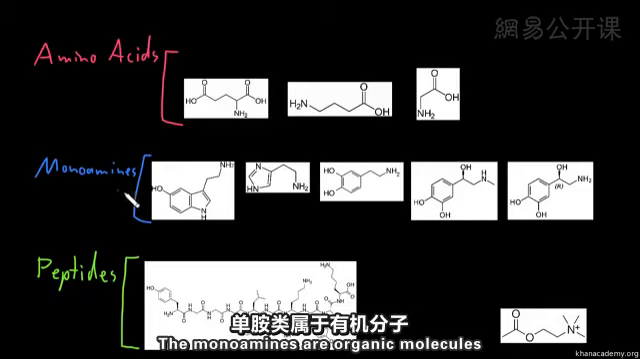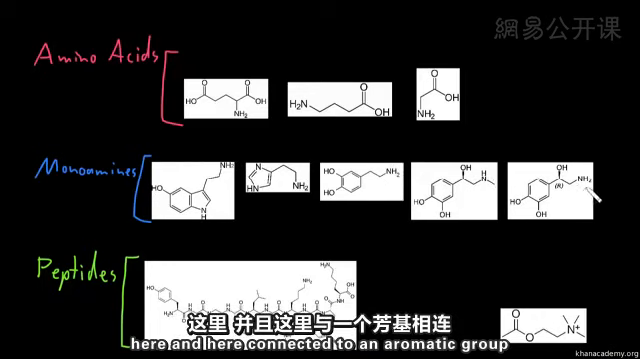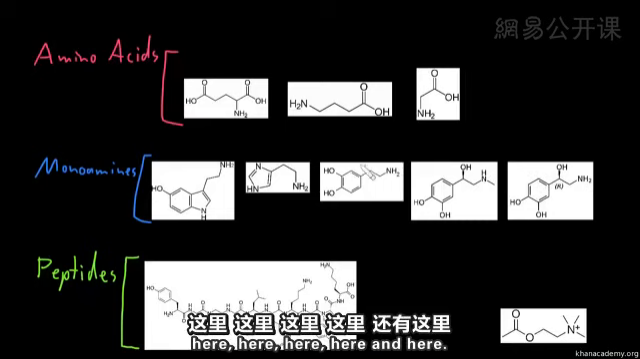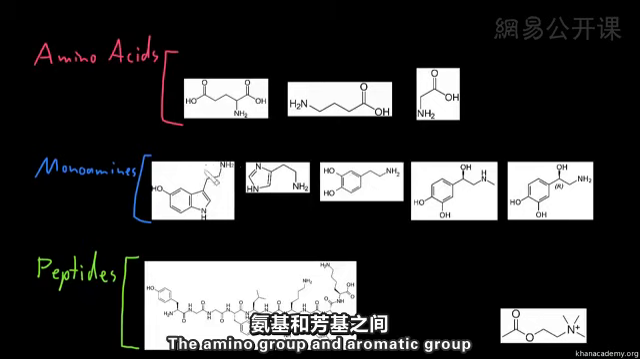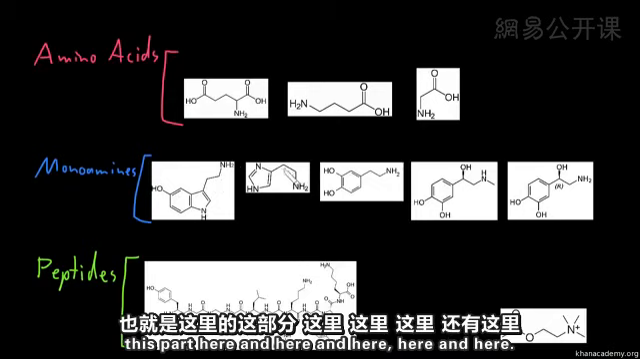And the monoamines are organic molecules with an amino group here and here and here, here and here, connected to an aromatic group here, here, here, here, and here. And the amino group and the aromatic group are connected by a 2-carbon chain. This part here and here and here, here, and here.